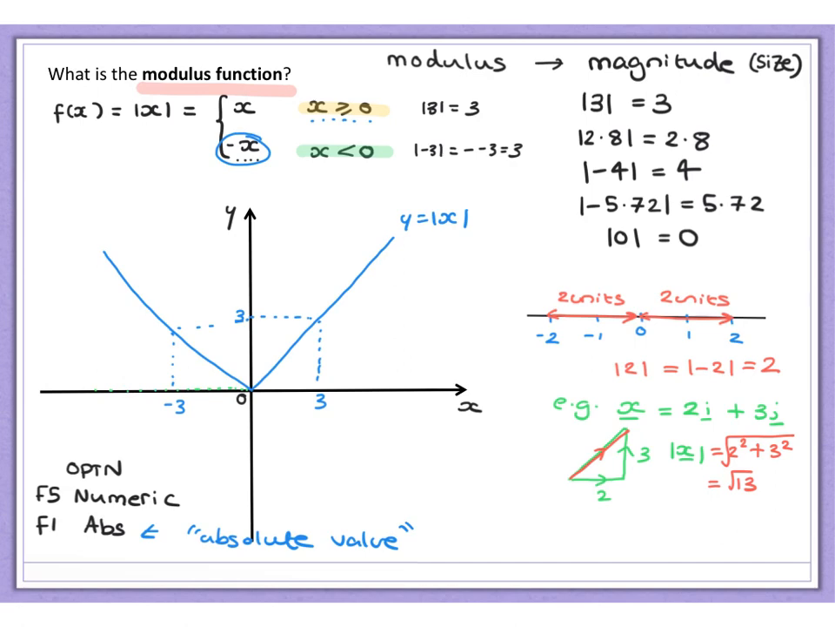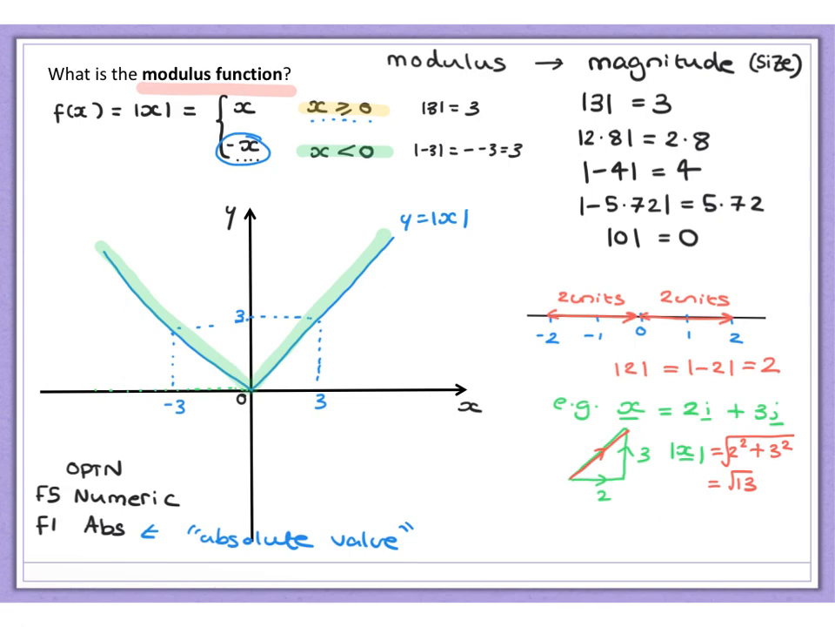So the absolute value of 3 is 3, and the absolute value of negative 3 is also 3. So we ignore the direction of a number, whether it's positive or negative becomes irrelevant. We look at the actual size of the number. You can use this to plot a graph of y equals mod x, and you will find that you get this V shape as we've sketched here.